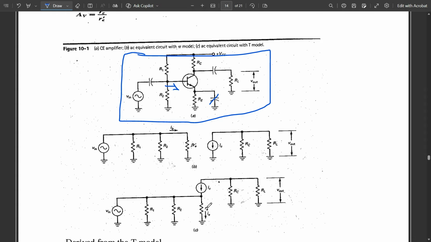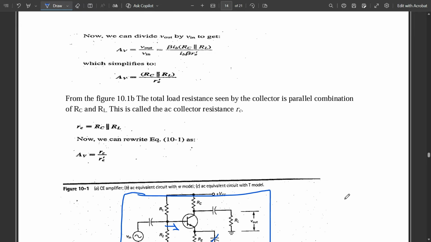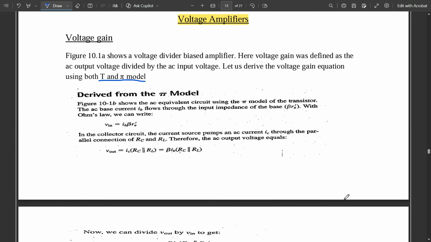So IE into RE dash, and on the collector side the resistance that is there is getting replaced by the current source as mentioned in the T model. Okay, so that's why this is the T structure here, and from this terminal the RC resistance is kept in parallel along with the RL resistance. And from this RL we are checking for the V out, and like this the AC models in both pi and T models are mentioned. Okay, so with respect to these two circuits, now let us try to get the voltage gain in terms of the pi model and T model for this CE amplifier.